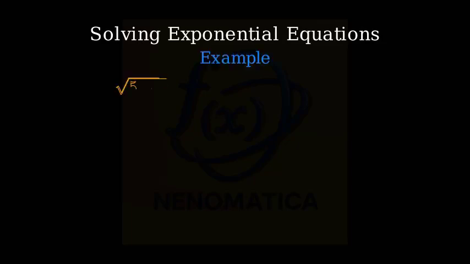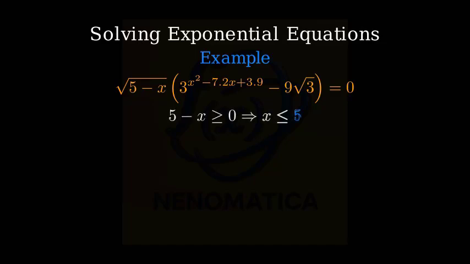Let's look at our example problem. We need to solve the equation: the square root of 5 minus x times 3 raised to the power of x squared minus 7.2x plus 3.9, minus 9 times the square root of 3, equals 0. First, we need to check the domain constraint for the square root.